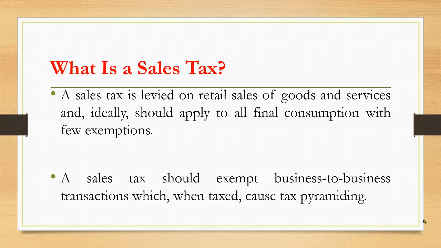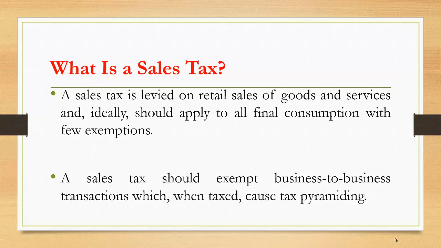A sales tax is levied on retail sales of goods and services and ideally should apply to all final consumption with few exemptions. In other words, a sales tax is applied on a final product just before it is going to reach the hands of the final customer or consumer. When a retailer sells products to an end user, customer or consumer, he or she will charge tax from the customer, and this tax is on the final product.